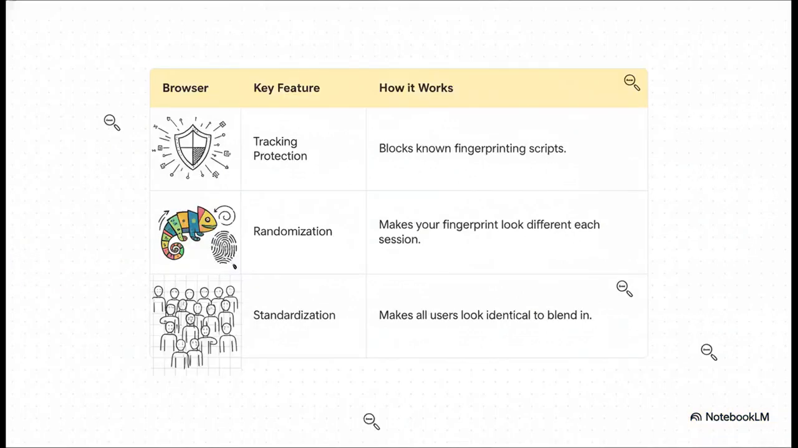Different privacy-focused browsers have different game plans. Firefox, for example, tries to just block the tracking scripts from ever running at all. Brave uses this really clever method called randomization, which basically gives you a slightly different fingerprint every time you browse. And then you have the Tor browser, which goes for standardization. It tries to make all its users look completely identical, so you just blend into the crowd.